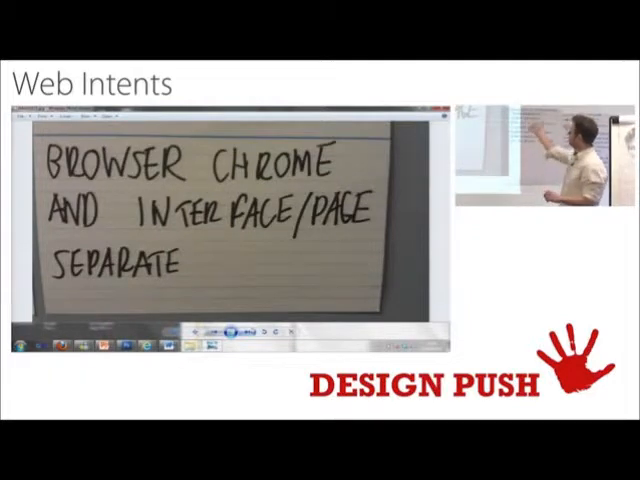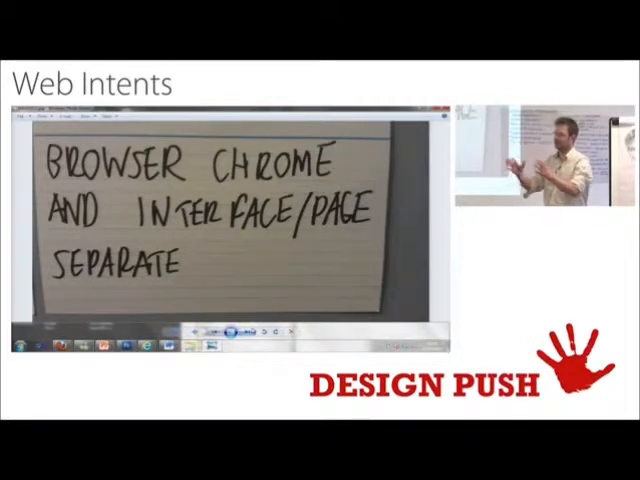And the browser chrome and the interface page are totally separate things. So I started sketching hovers on top of the page, and then we started discussing, well, we don't want to throw more stuff onto the page, right? So let's ditch that idea.